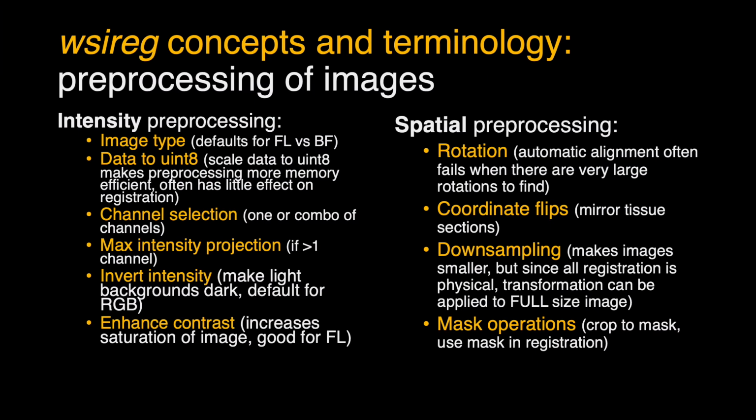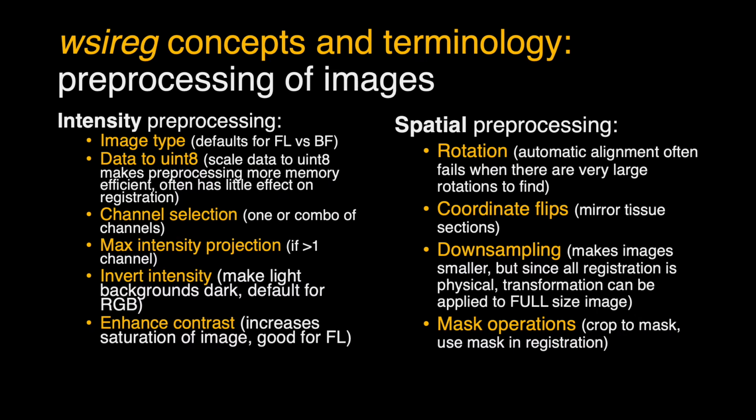The next concept to get into is the pre-processing of images once they're added to wsireg. This is really split into two categories: intensity pre-processing and spatial pre-processing. Intensity pre-processing is the routine that wsireg will take your perhaps multi-channel or RGB data and convert it into a single channel image ready for registration. That conversion has no effect on the final output of the data, it's simply what processed image will be used for actually doing the alignment.